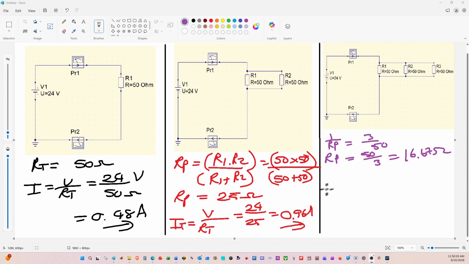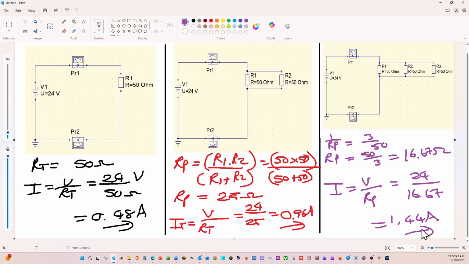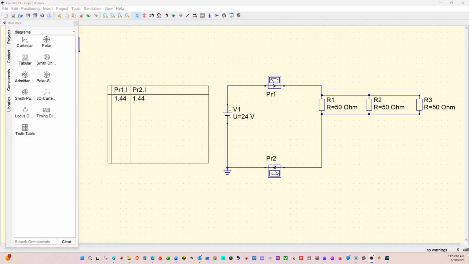Now let's go and calculate what the current should be through this circuit. The current is going to be the voltage divided by the parallel resistance, which in this case is going to be 24 volts divided by the 16.67. And if I do my calculations quickly, I'm going to get a value of 1.44 amps. Total current is going to be 1.44 amps. Let's go and see what the simulator gives us. And indeed, that is exactly the case. So you can see that the current which is going to flow through the total circuit is going to have a value of 1.44 amps.